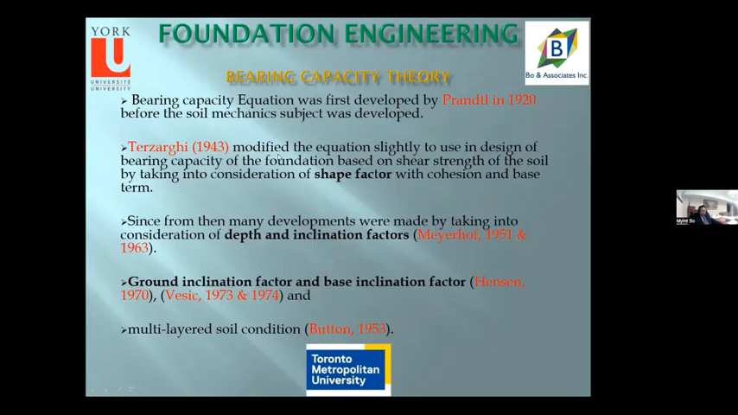Terzaghi in 1943 modified the equation slightly for the design of bearing capacity of foundations based on the shear strength of the soil, taking into consideration shape factors, the position of the water table, and base size. Since then, many developments were made, taking into consideration depth and inclination factors by Meyerhof in 1951 and 1963, ground inclination and base inclination factors by Hansen in 1970 and Vesic in 1973 and 1974, and layered soil conditions by Button in 1953.